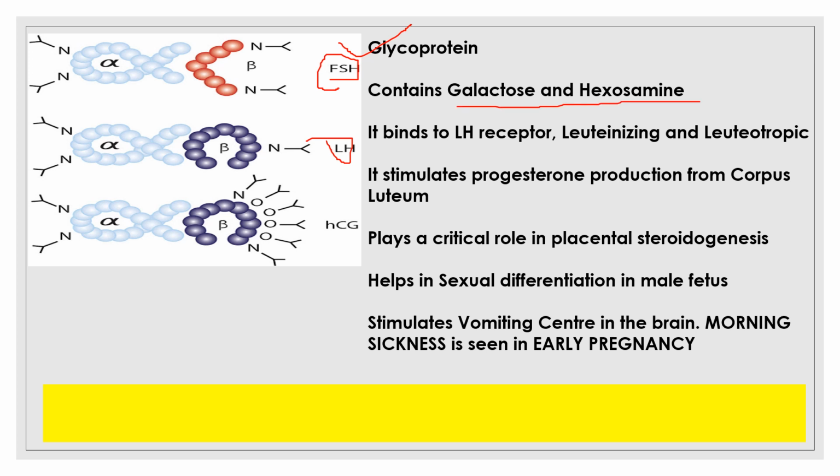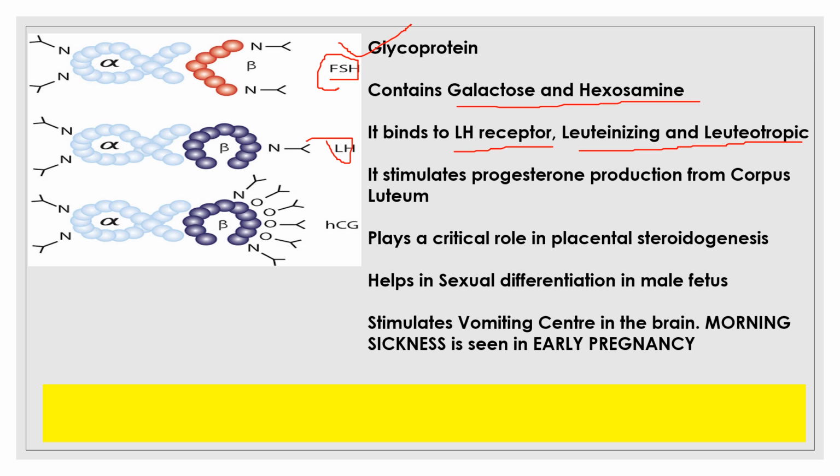Regarding the function of this HCG, it binds with the LH receptor. So it has a structural similarity with LH. It will bind with the LH receptor and maintain the corpus luteum. So it is luteinizing and luteotropic. It stimulates progesterone production from the corpus luteum. It also plays a critical role in placental steroidogenesis, as well as the adrenal steroidogenesis of the fetus. It helps in sexual differentiation. In my previous video you have seen the different stages of sexual differentiation.